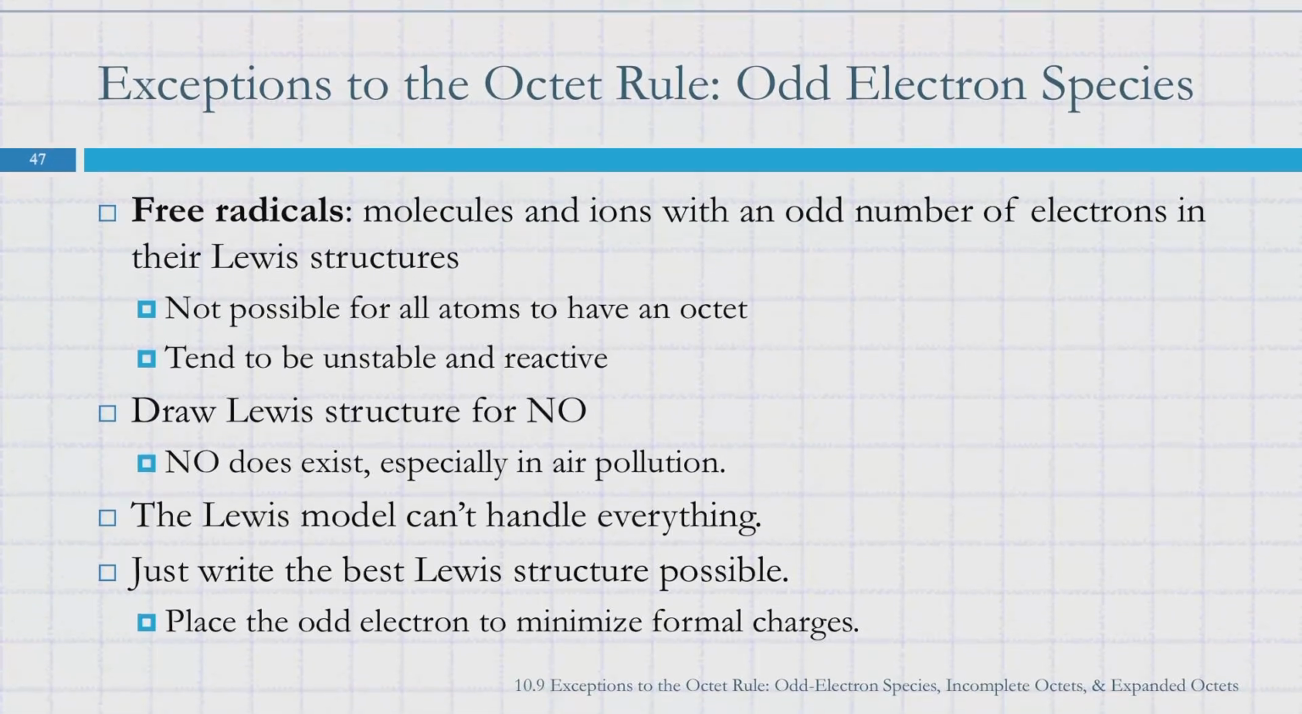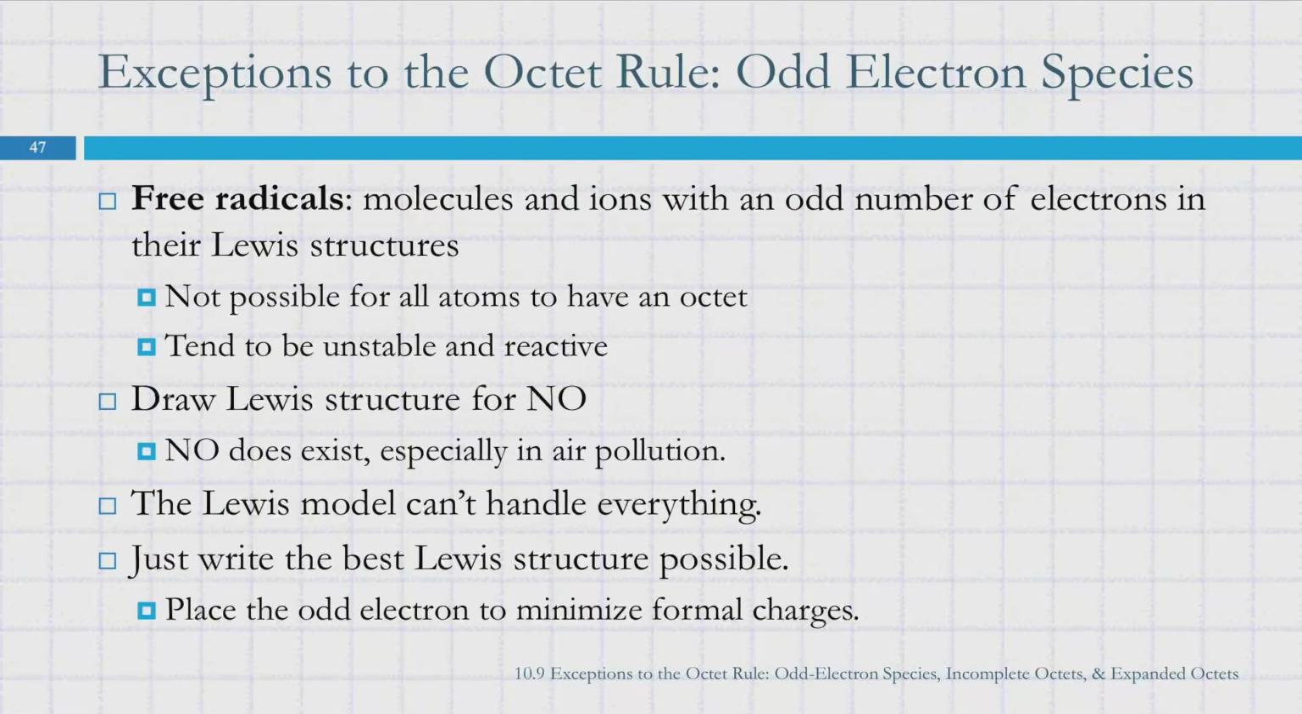Okay, we also have some exceptions to the octet rule. First, we're going to talk about odd electron species. Odd like 1, 3, 5, etc., not as in they're quirky. So free radicals are one such instance of odd electron species. The radical part means that they have a single electron that's just by itself. Rather than having it in a lone pair, they've just got a solo electron.